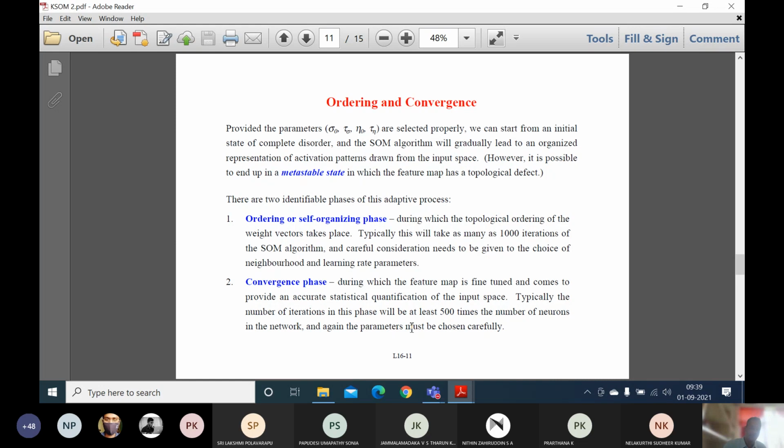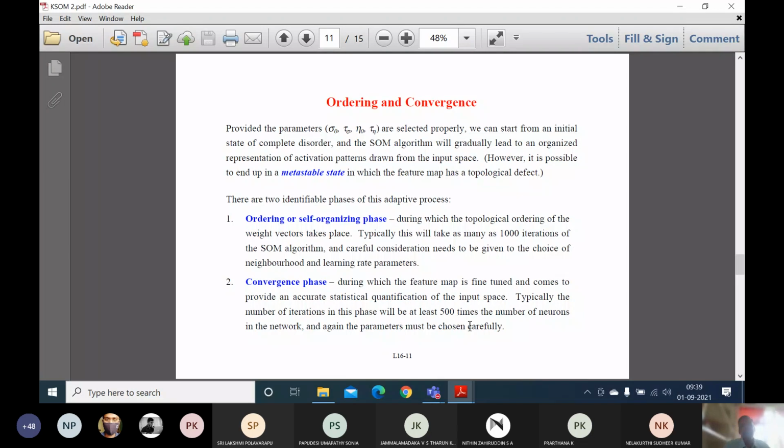The next one is the convergence phase, during which the feature map is fine-tuned and comes to provide an accurate statistical quantification of the input space. Initially, in the first iteration, second iteration, third iteration, up to the 1,000th iteration, it tries. And finally, I say that in the 1,000th iteration I am going to converge to the maximum, or in the 10th iteration I need to converge. Like that, I try to do it.